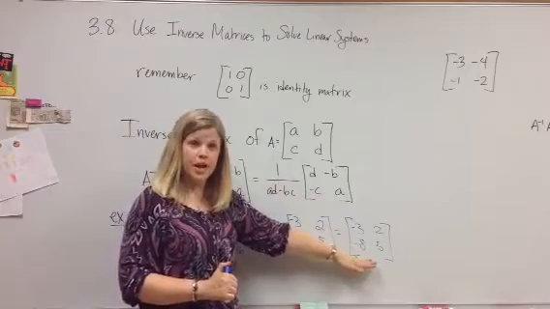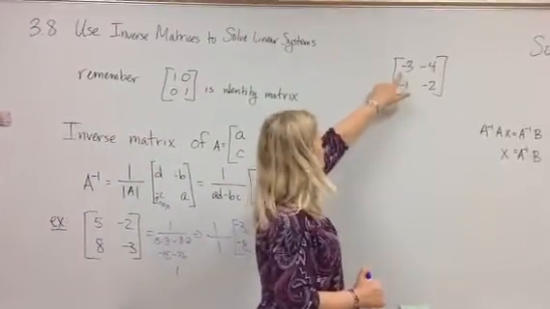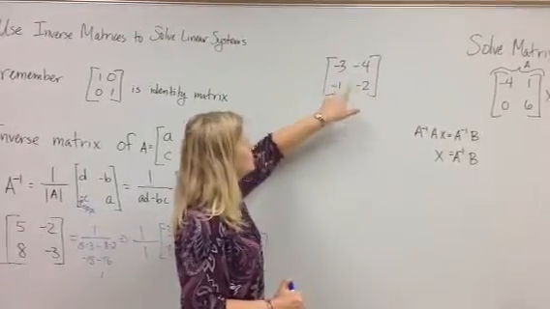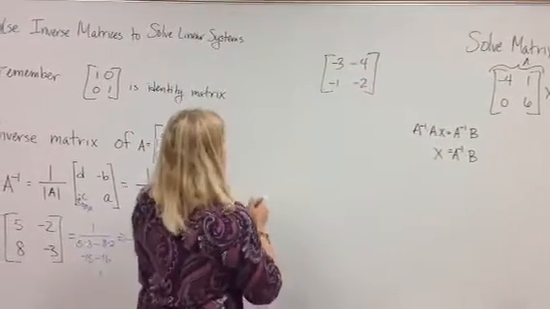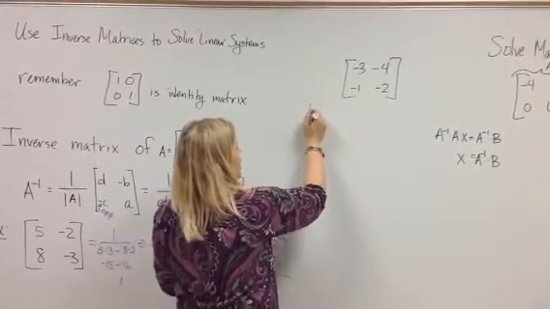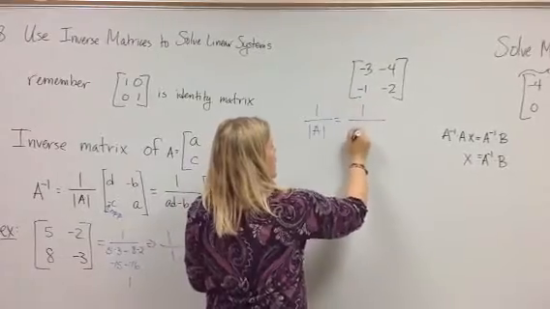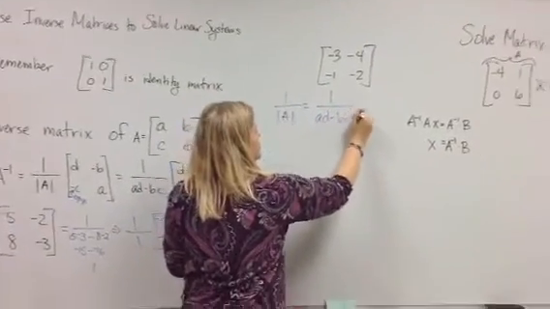Okay? Pretty good? Let's do one more example. We have another one over here. Here's our A, and our B, and our C, and our D. So the first thing we need to do is come up with the determinant, which, remember, is the same thing as saying AD minus BC.